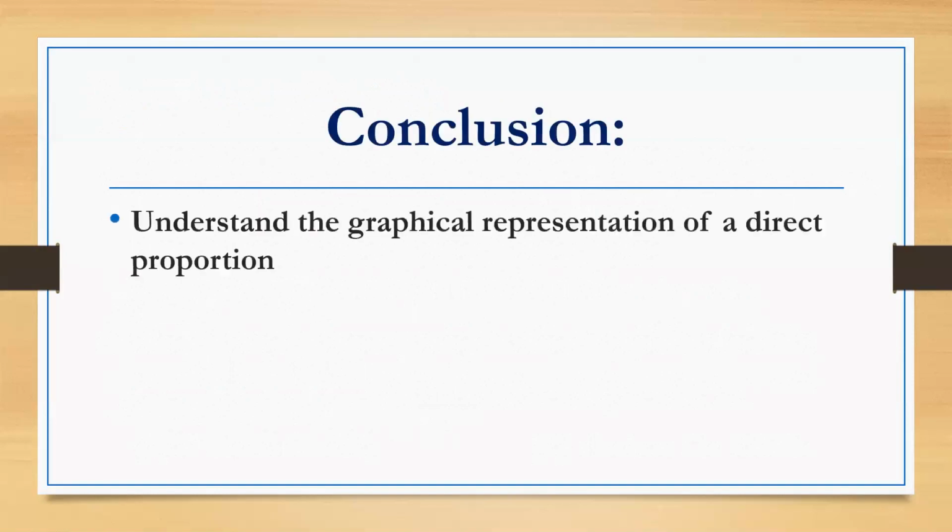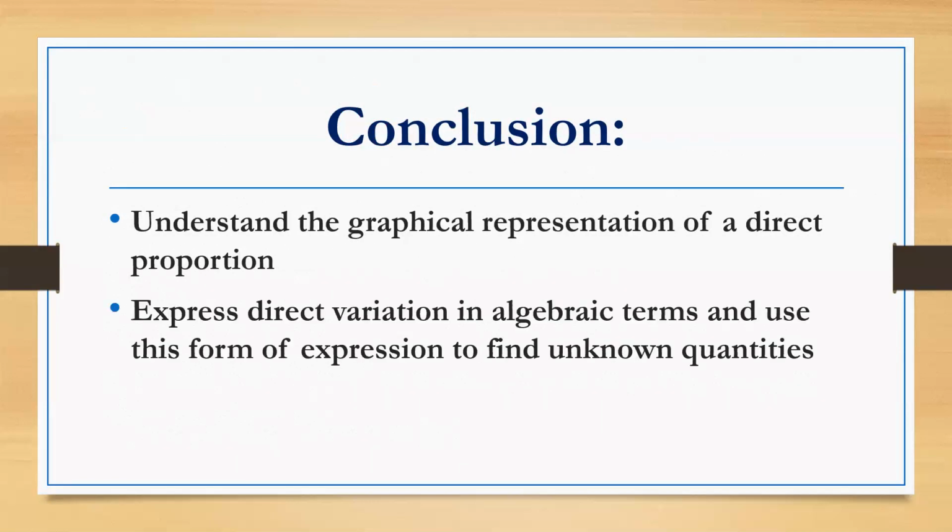So students, we have reached the end of today's program and let us quickly see what we have learned. So today we have learned how to represent the graph of direct proportion or direct variation of two given variables. We have also learned how to express direct variation in algebraic terms and how to use these to then find unknown quantities.